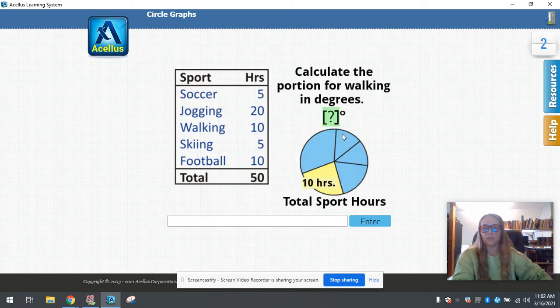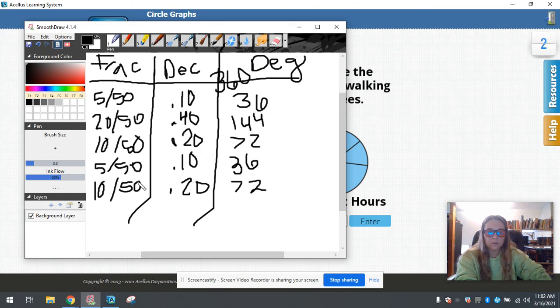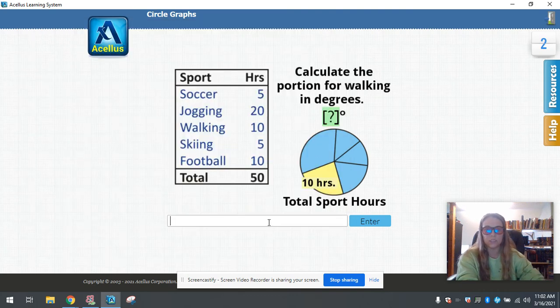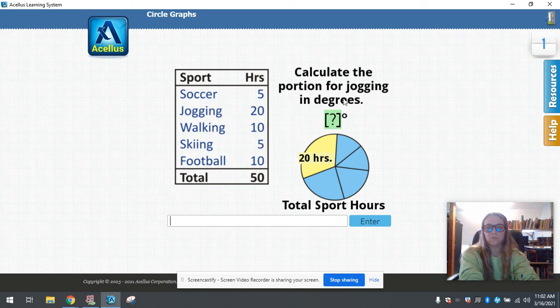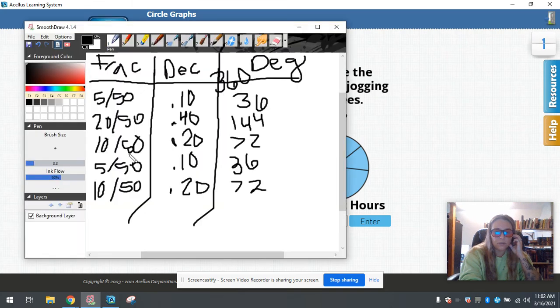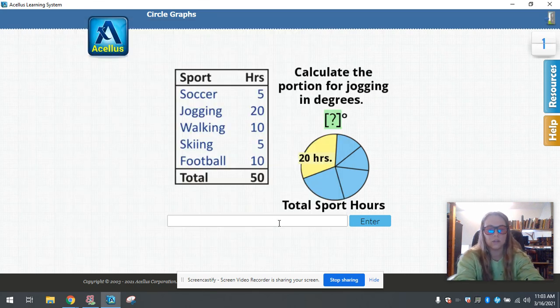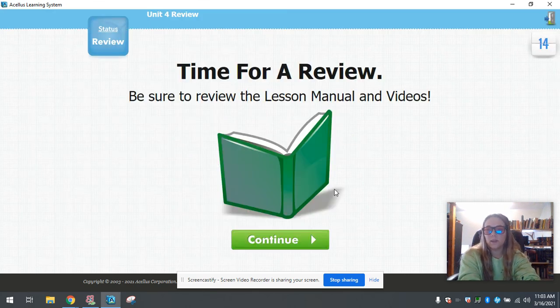Calculate the portion of walking. Okay, we did that. It was 10 out of 50 hours. When we did 10 divided by 50, we got 0.20. We multiplied that by 360 to get that it was 72 degrees in the circle. Okay, now calculate the portion for jogging. That was 20 out of 50. We got the decimal 0.40 by doing 20 divided by 50, and we multiplied the 0.40 times 360. We get 144 degrees. All right, test time. Good luck with the circle graphs.